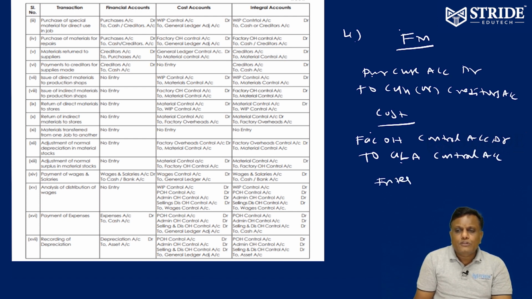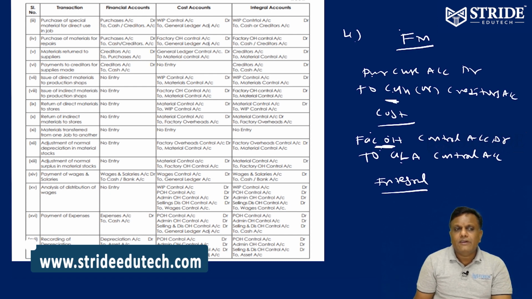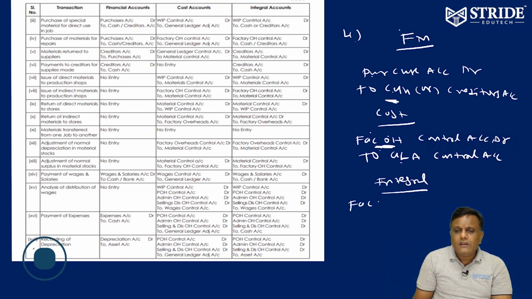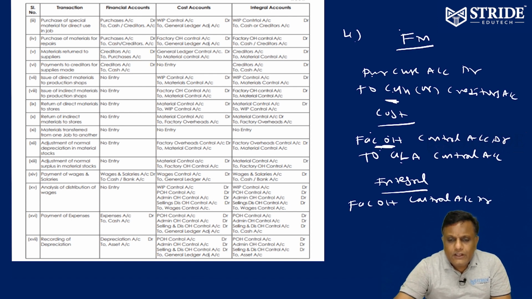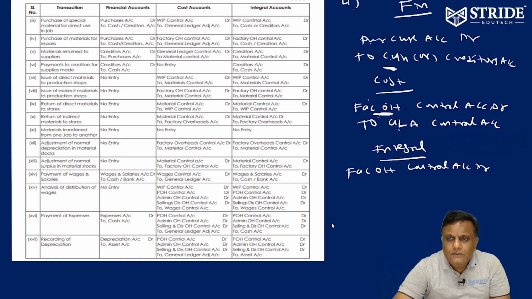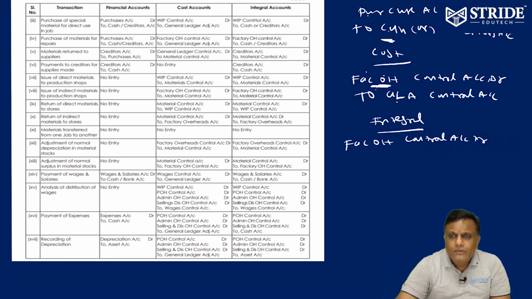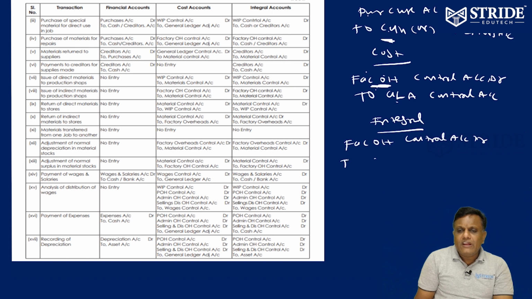Next, integral books. We have to take debit from cost control, that is factory overhead control. Credit from financial. So entry factory overhead control account debtor to cash account. This is cash or creditor, we can use it. This is number 4, right?